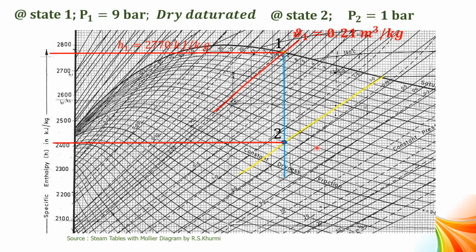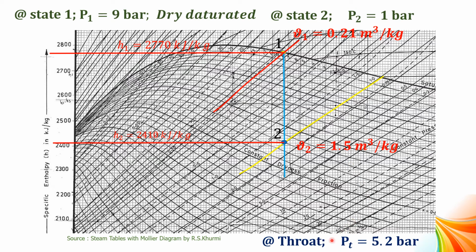Now measure the corresponding specific enthalpy value for this point 2. H2 equal to 2410 kilojoule per kilogram. Now we have to measure the corresponding specific volume value at point 2. V2 equal to 1.5 meter cube per kilogram.